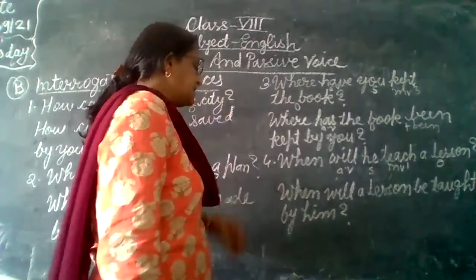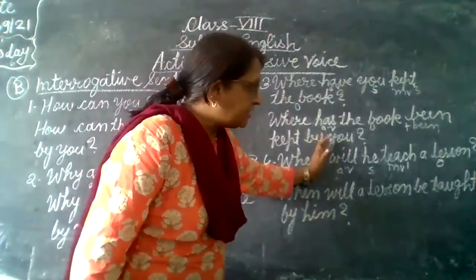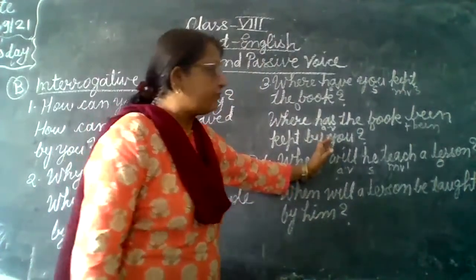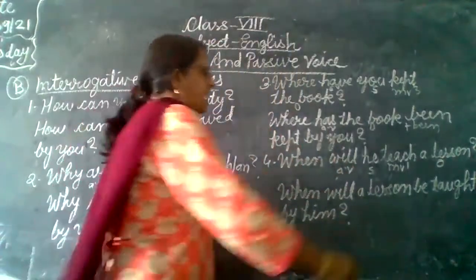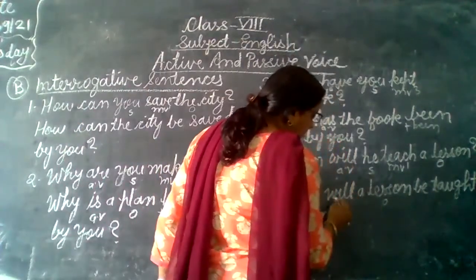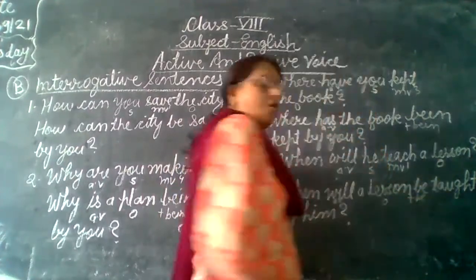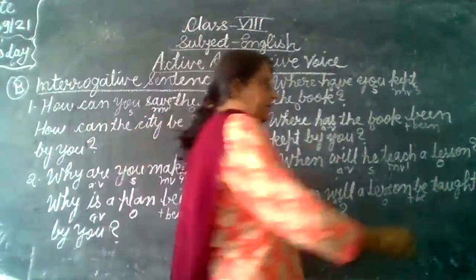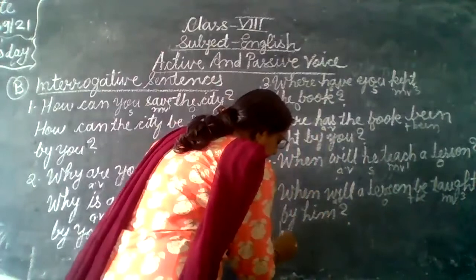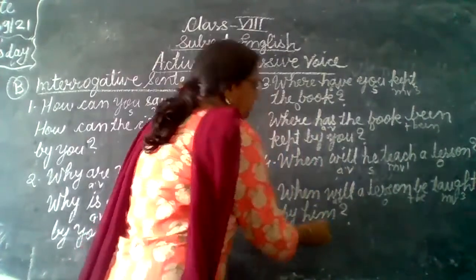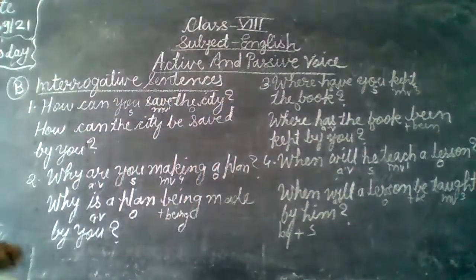Okay, so listen here. Then as it is we have taken it. Then he will teach a lesson. This is our assertive. So, will he teach a lesson? So, will a lesson be taught by him? We have to take the object after the auxiliary verb. Then whatever auxiliary verb was added, we will add it, and then the main verb will be in the third form, and by plus subject. Here by plus subject, because he will change into him. Okay, now next sentence.